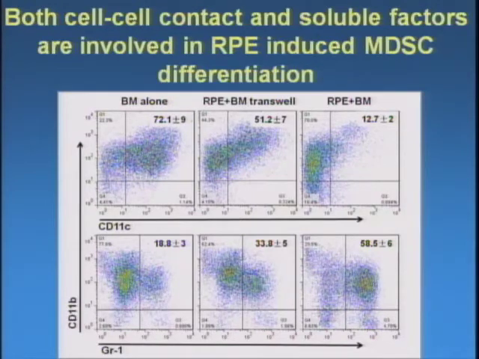When we put RPE in the transwell without cell-cell contact, the number rose to 51%. Same for the MDSC generation: alone 18%, RPE together 58%, but in the transwell it's 33%. So the efficiency of RPE-induced MDSC decreased, but was not abolished, suggesting that both cell-cell contact and soluble factors are involved.